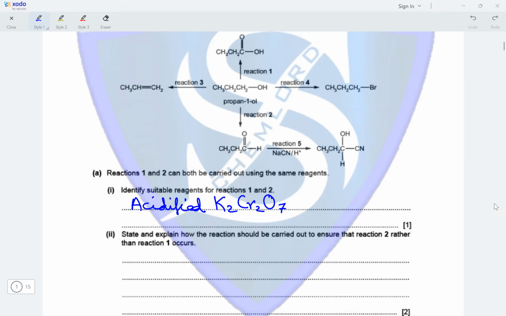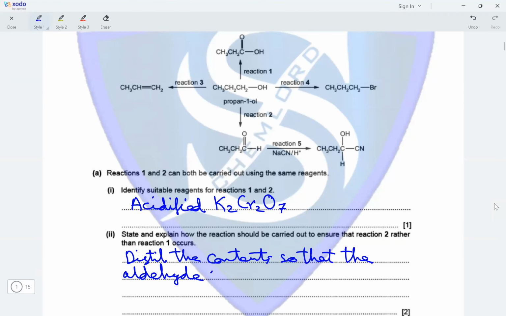State and explain how the reaction should be carried out to ensure that reaction 2 rather than reaction 1 occurs. So, in order to carry out reaction 2 rather than reaction 1, we should distill the contents so that the aldehyde can escape further oxidation.